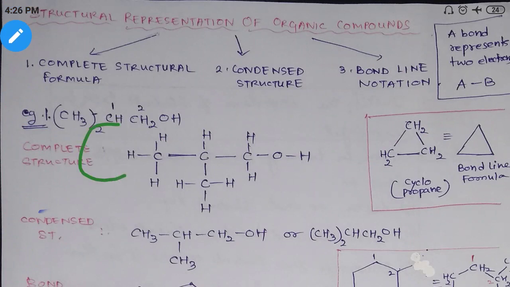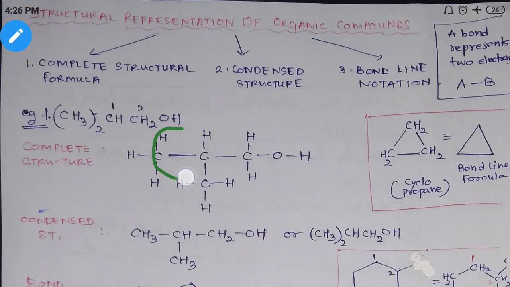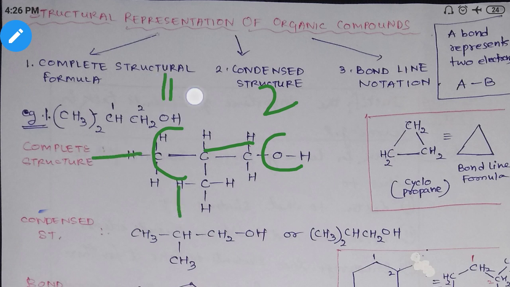So this is the carbon, so this is carbon number 1 and this is carbon number 2. Okay, with carbon number 1, attach everything to carbon number 1. This is 1, this is 2. So if you write 1, 2, you will have no confusion.